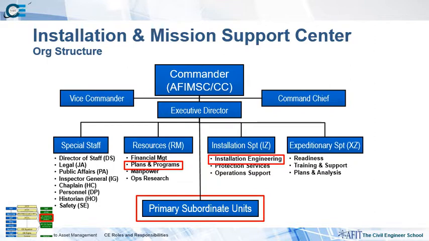Here we see the organizational chart for the Air Force Installation and Mission Support Center. Commanded by a 2-star general, you can see that AFIMSC headquarters is broken between special staff, resources, installation support, and expeditionary support, along with the primary subordinate units, which is where AFCEC falls under. The red boxes on this organizational chart denote where engineers are in this organization.